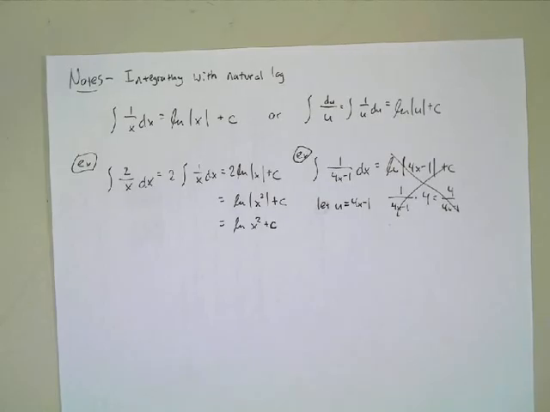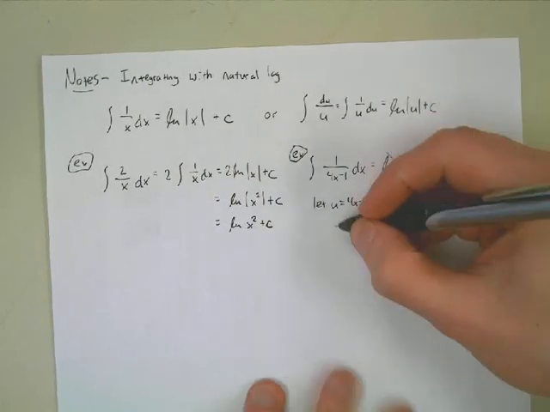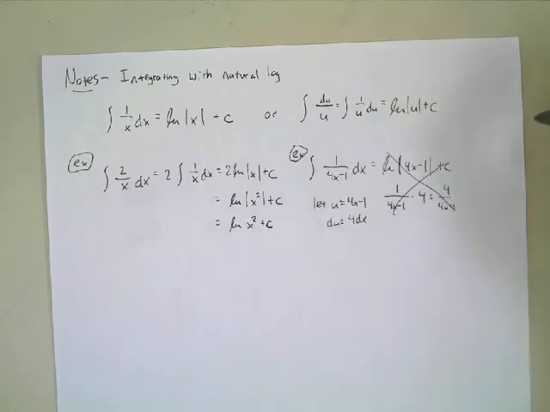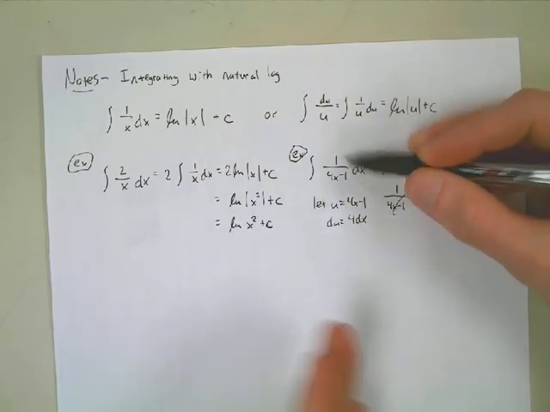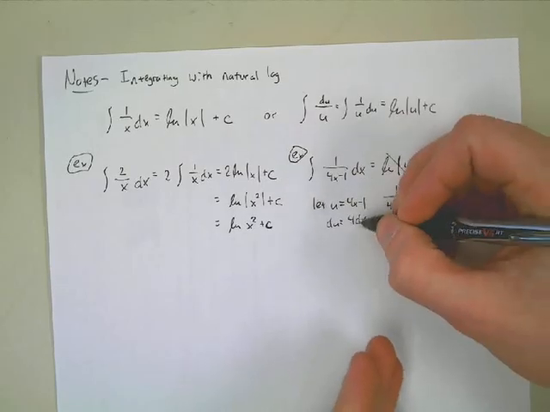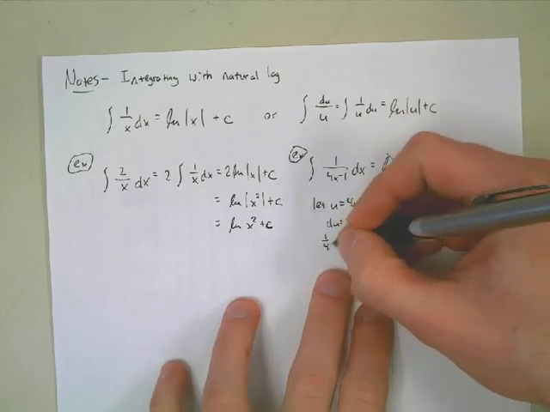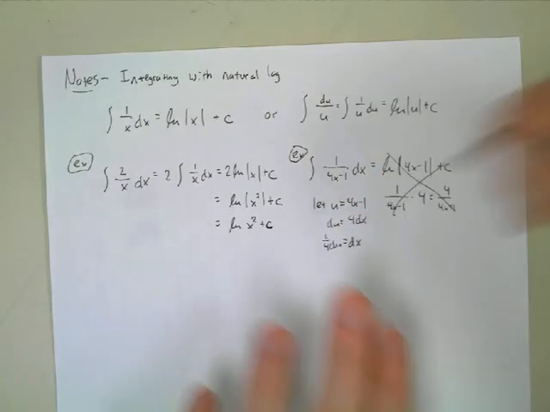All right, and so then, Joey, what is du going to be? 4 dx. All right, we don't have 4 dx. I have a 1 dx, so I need to manipulate this dx to get it just by itself. So divide both sides by 4, we get 1/4 du equals dx.